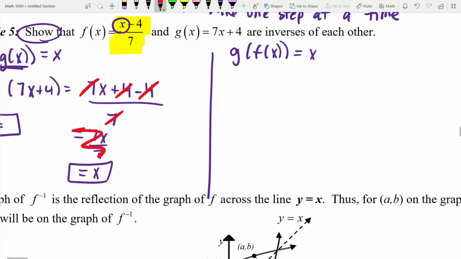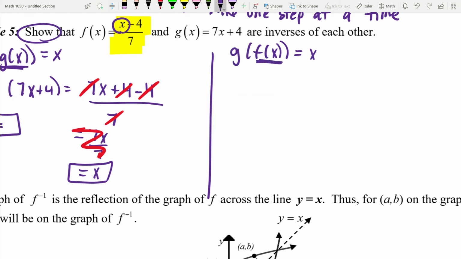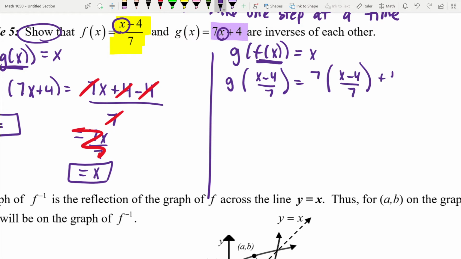Okay, let's do the next one nice and slowly. Okay, if you have not watched 6-1, watch this particularly closely. Look, take this f of x and replace it with what f of x is. So this is g of x, minus 4 over 7. G of x minus 4 over 7 just means this. Go into g of x, right here, where you see an x, put in x minus 4 over 7. Okay, so everybody goes 7, parenthesis, x minus 4 over 7, plus 4. One step at a time.